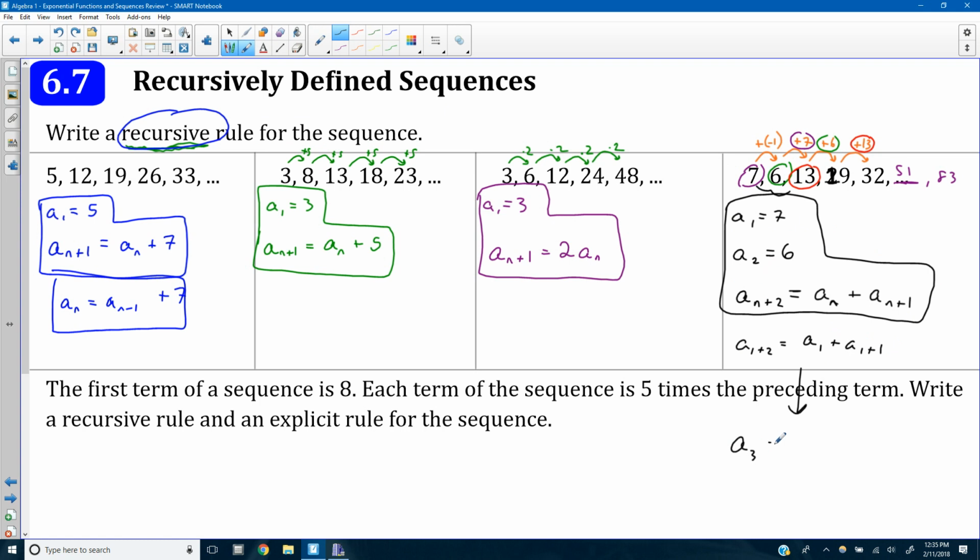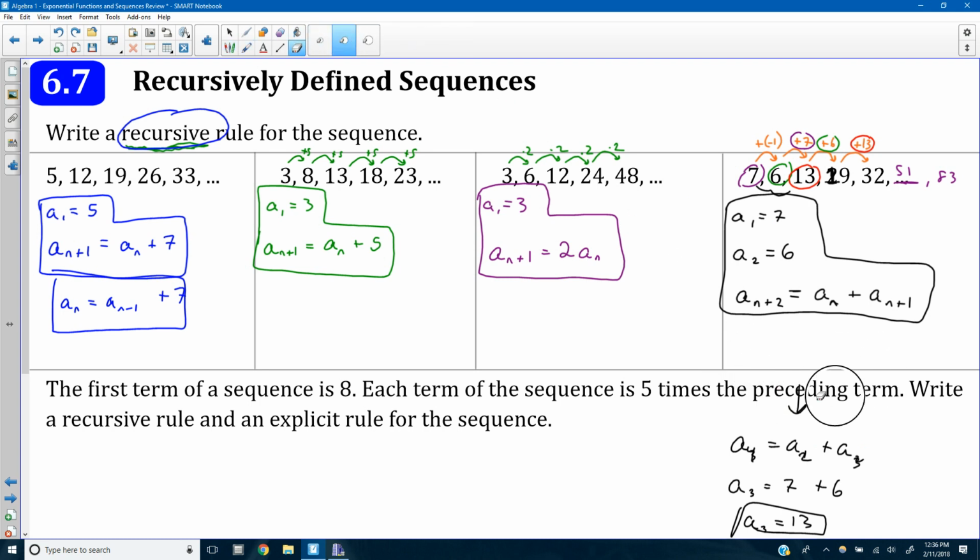A sub 3 equals a sub 1 plus a sub 2. A sub 3 equals 7 plus 6. So a sub 3 equals 13. Okay, so that seems to work out. And then we do a sub 4. A sub 4 would be a sub 2 plus a sub 3, so it would be 6 plus 13, which is 19. So yeah, it looks like that one works out for the equation. That one was pretty robust. There's a lot to do there, very difficult. But that uses recursion fully, and guess what?